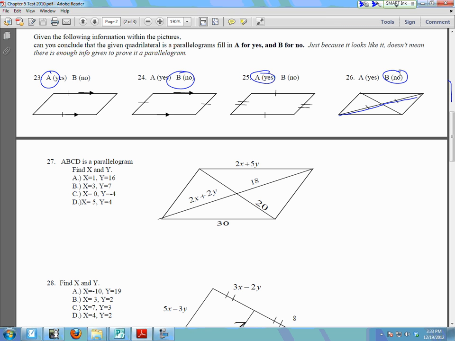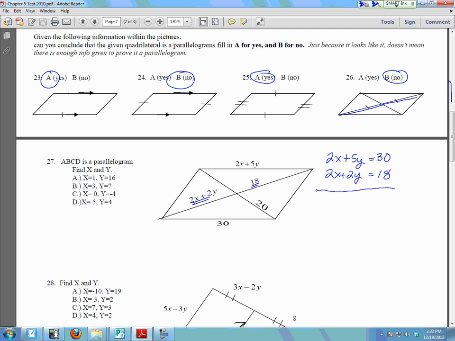Okay. Number 27. Again, we want to find x and y, given that this is a parallelogram, so I'm going to take 2x plus 5y is equal to 30, because I know opposite sides are congruent. And now I'm going to take 2x plus 2y is equal to 18, because I know that the diagonals bisect each other.